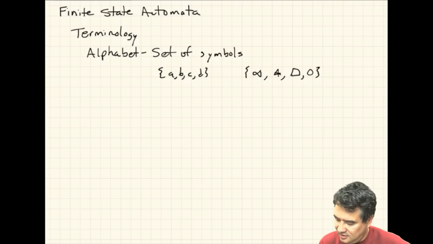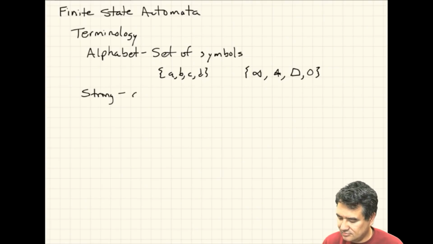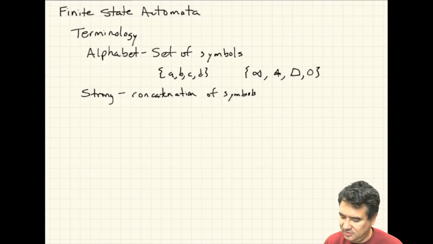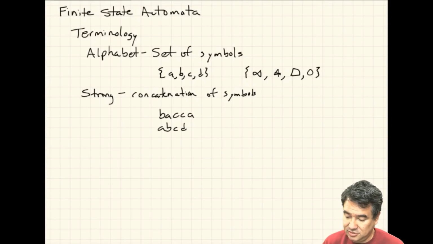And then a string is any concatenation of those symbols. So an example of a string on the alphabet A, B, C, D might be B, A, C, C, A, or A, B, C, D, or maybe just B, or actually it could even be nothing. The empty string, which we represent using the epsilon character, just means there's essentially no string there.